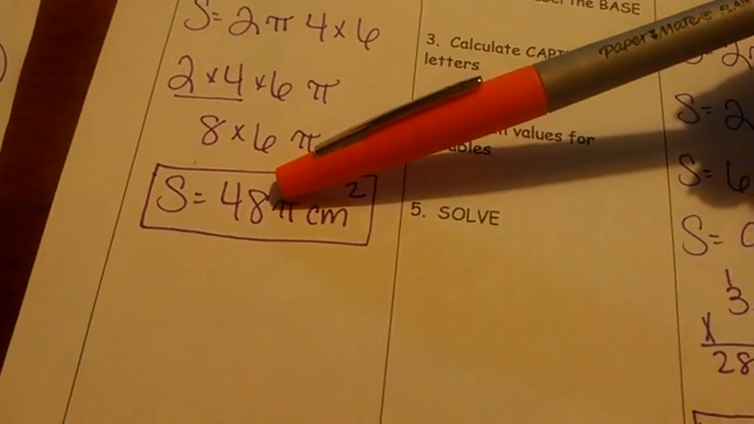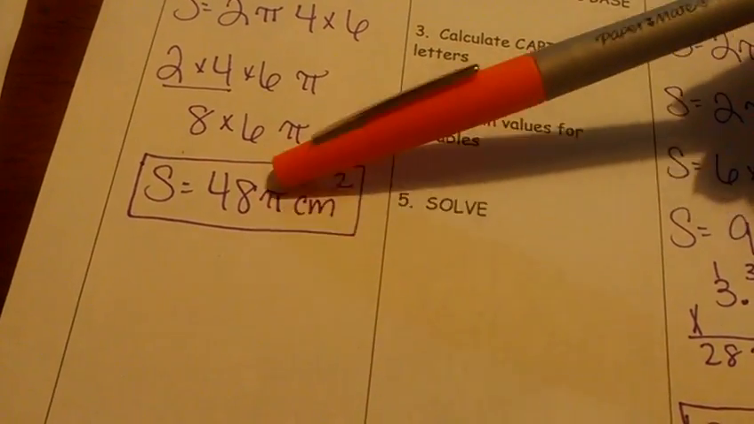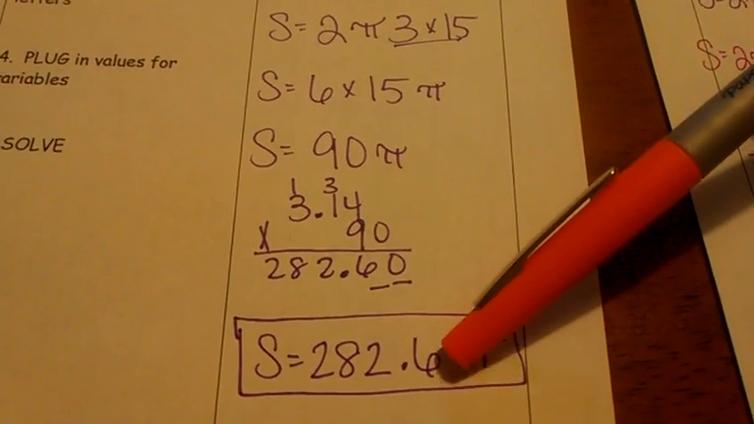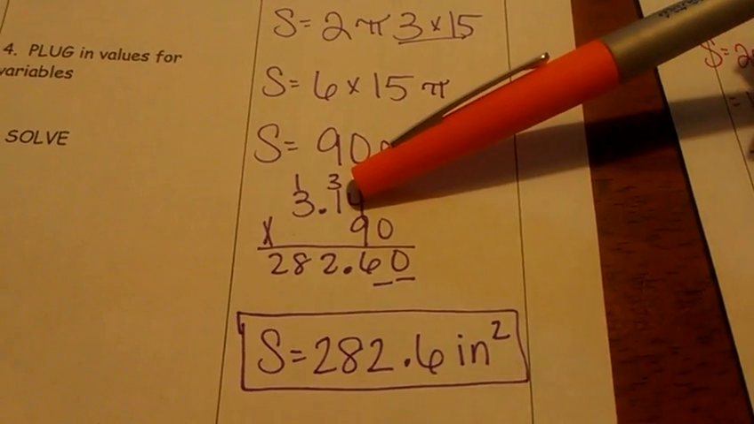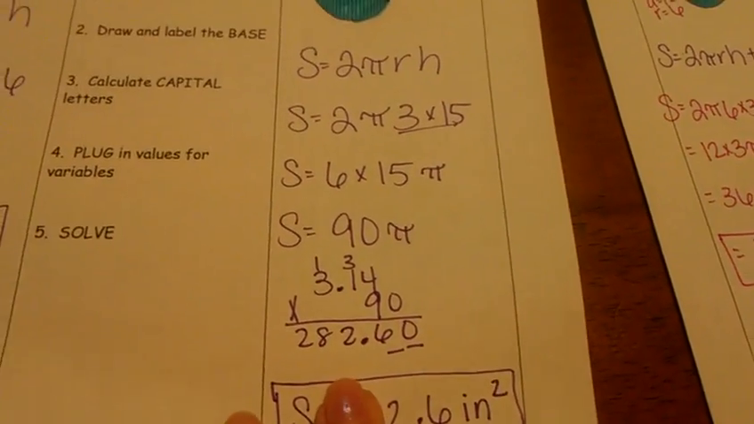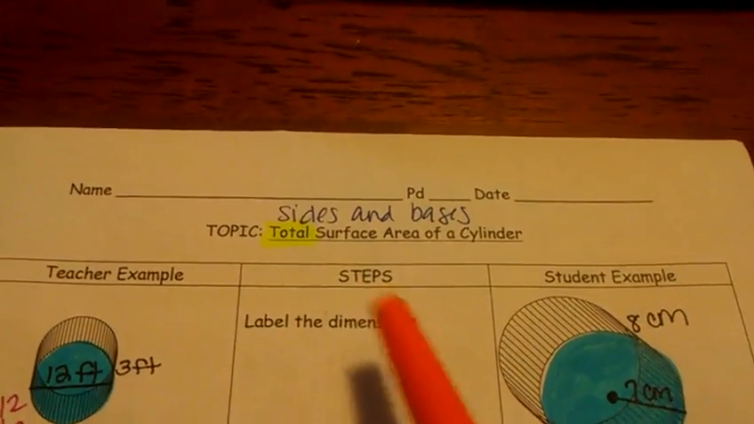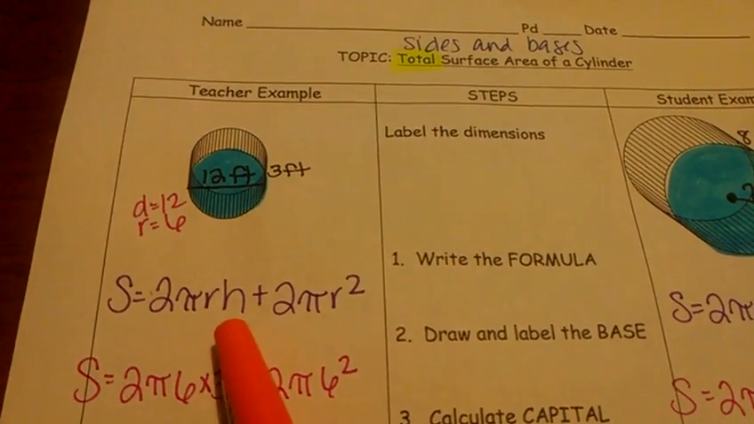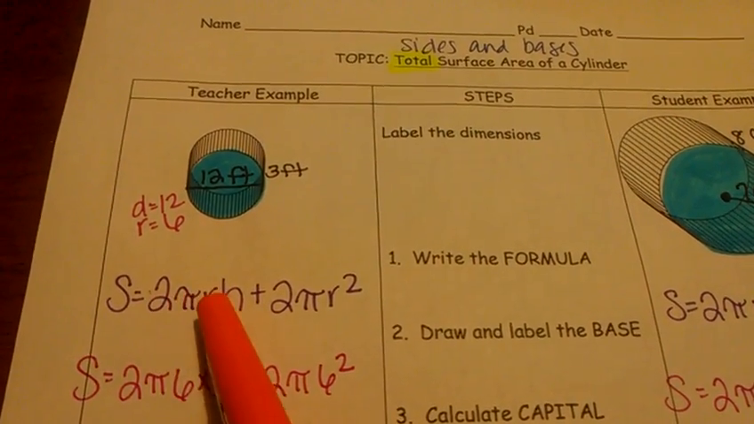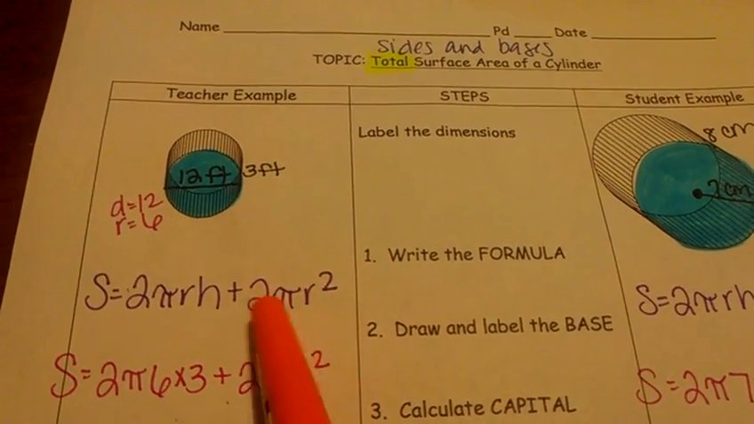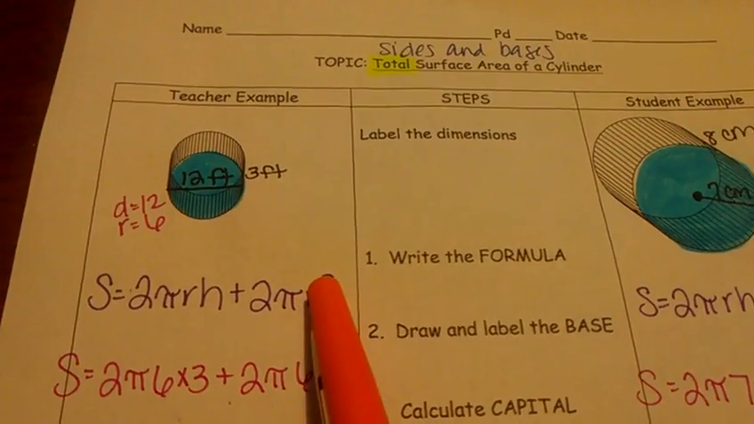Here, I did not multiply it by pi, so I have to make sure I write my pi symbol. Here, I went ahead and multiplied it by pi, so I don't need the pi symbol in my answer. I have already multiplied it. So 282.6 inches squared. Now, let's go to total. Total surface area. Remember, total surface area are your sides and your bases. So as you can see in our formula, we're still going to calculate 2 pi RH, which is our sides, but then we're going to add in the area of both of our bases, 2 bases, pi r squared.